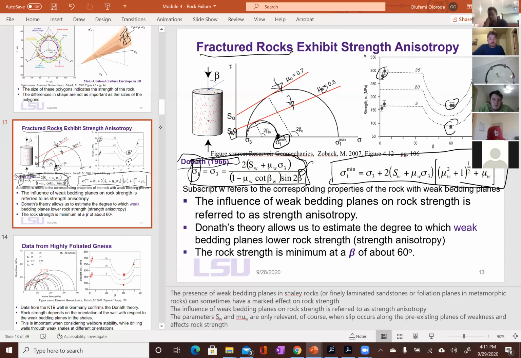But if you can predict the best orientation of the well to give you the maximum strength, then it's not as weak as in another orientation. So the angle through which you drill through these weak bedding planes is important, basically. And you can use Donath's theory to predict what angle to drill through them. Any questions on that?